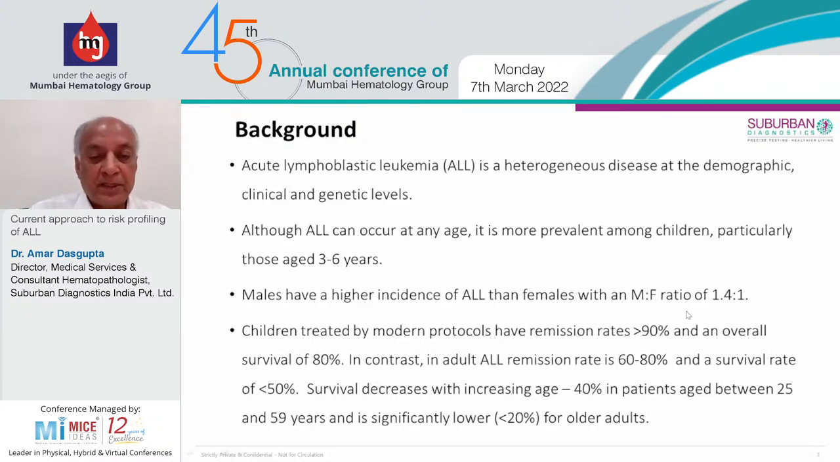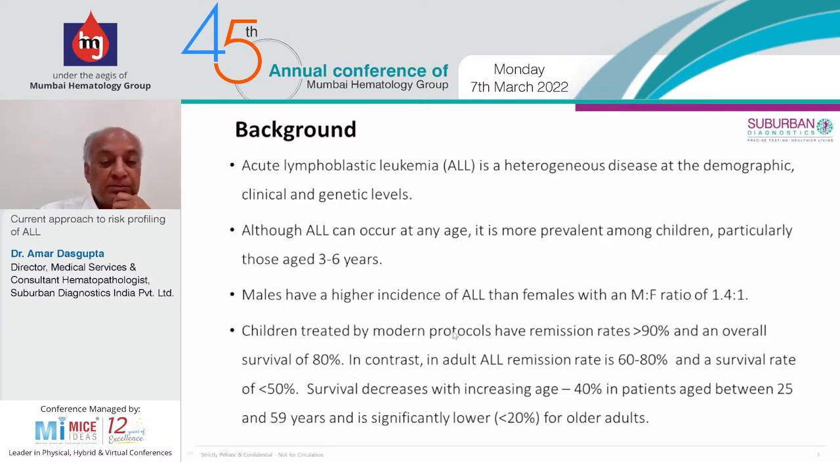Now, the next two slides just build up the theme. And as we all know, acute lymphoblastic leukemia is a heterogeneous disease at the demographic, clinical as well as genetic levels. Although ALL can occur at any age, it is more prevalent among children, particularly those in the age group of 3 to 6 years. And these are all well-known facts, nothing new about them. Males have a higher incidence of ALL than females, with a male-to-female ratio of 1.4:1, which increases in favor of males in certain published data.